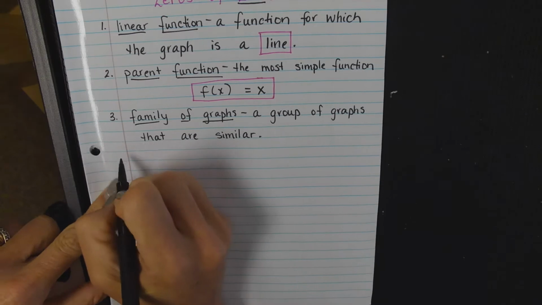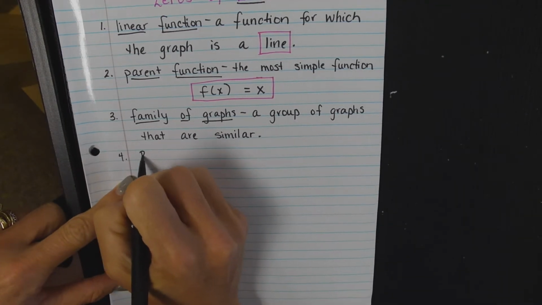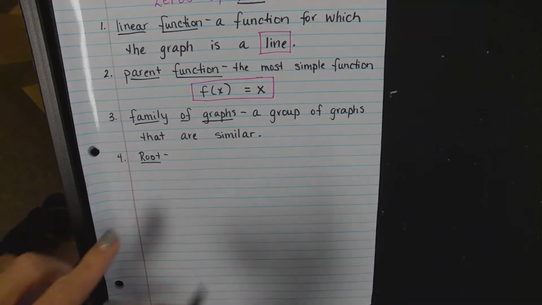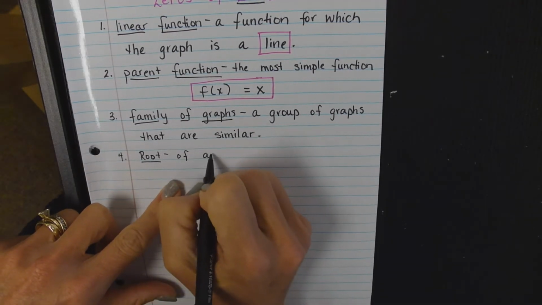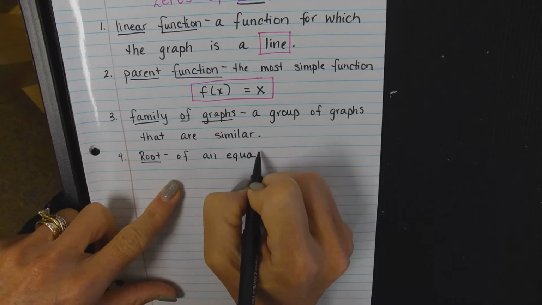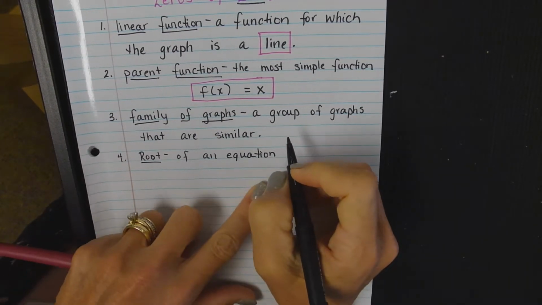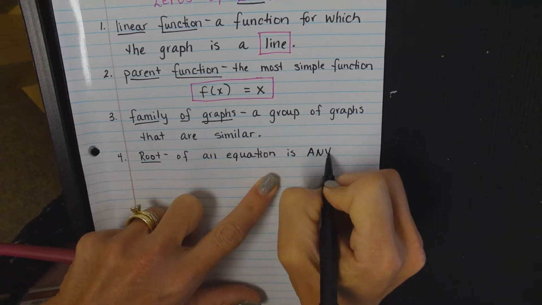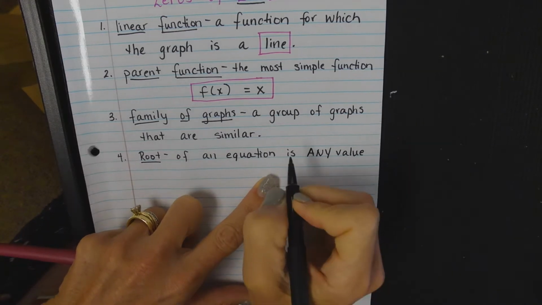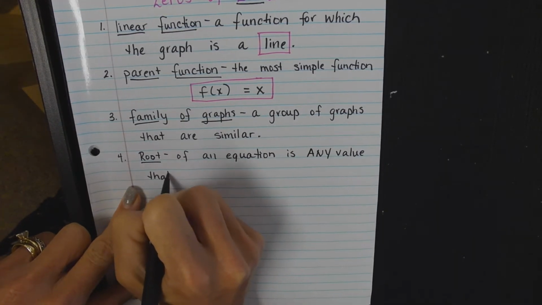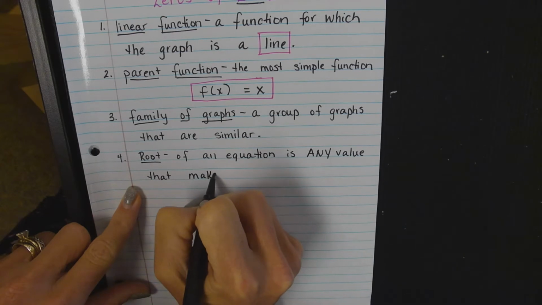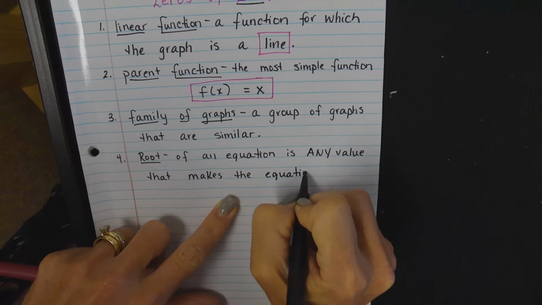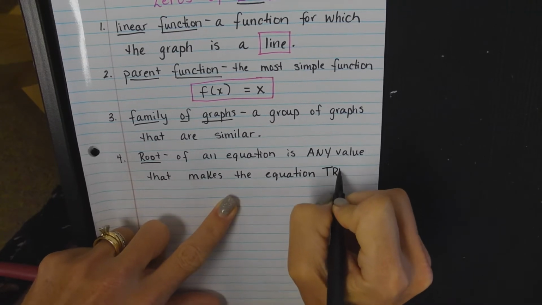Actually, I said 4, I'm going to give you 5. The next one is something called the root, R-O-O-T. The root of an equation is any value that makes the equation true.